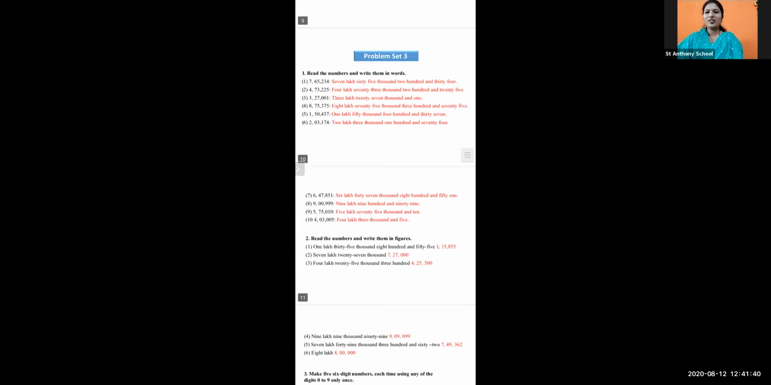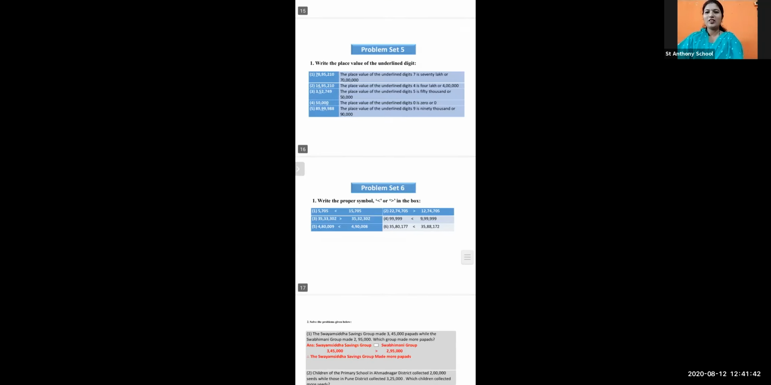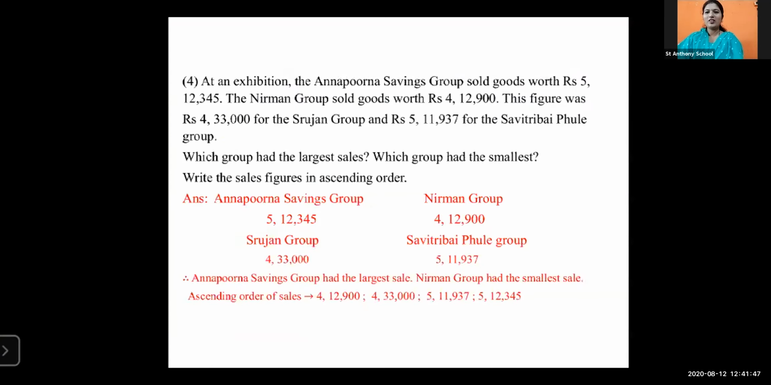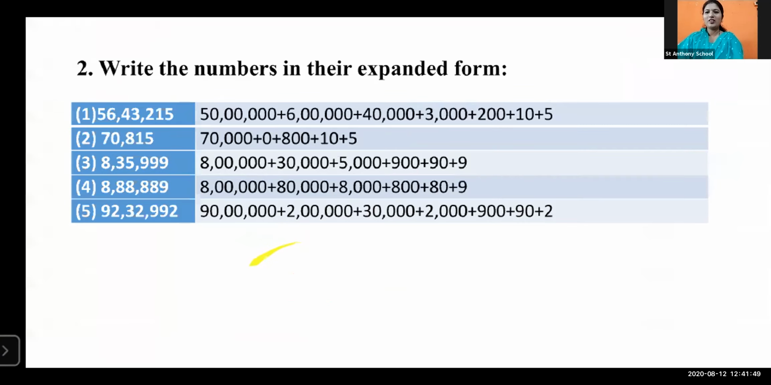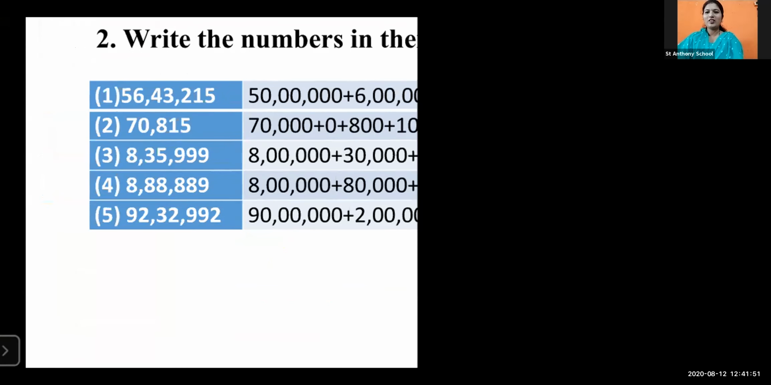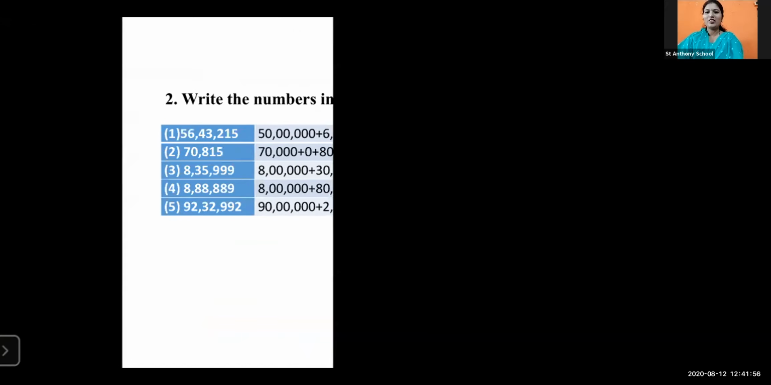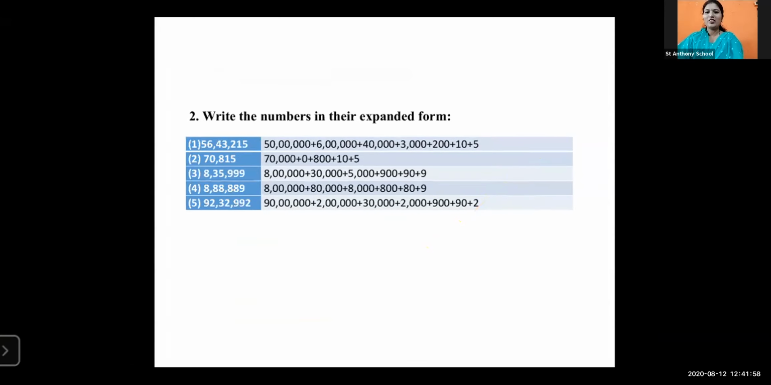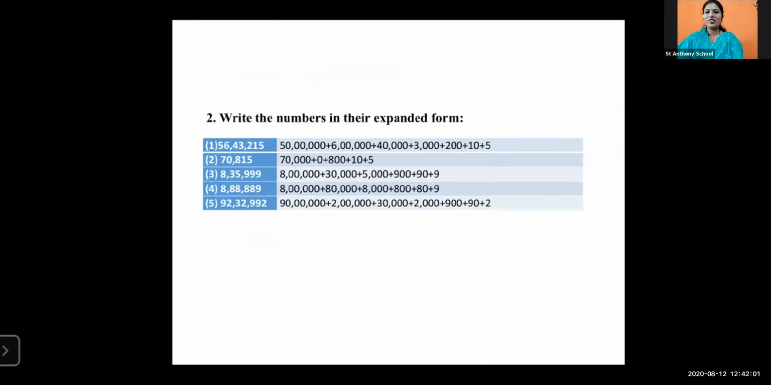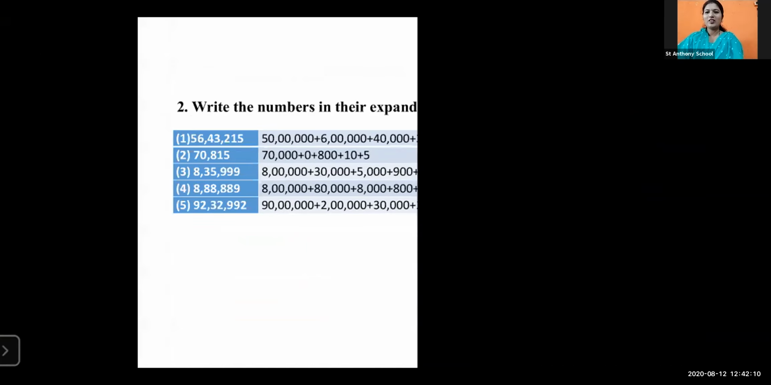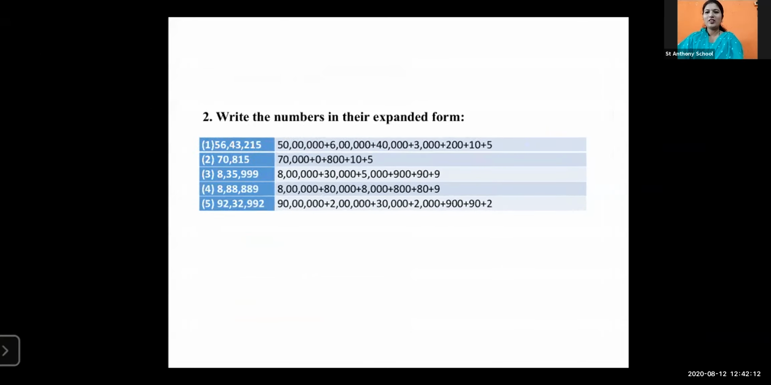Okay, so we are on the expanded form, right? I hope this expanded form is clear to you. Now we'll solve the second example. What is the second example?